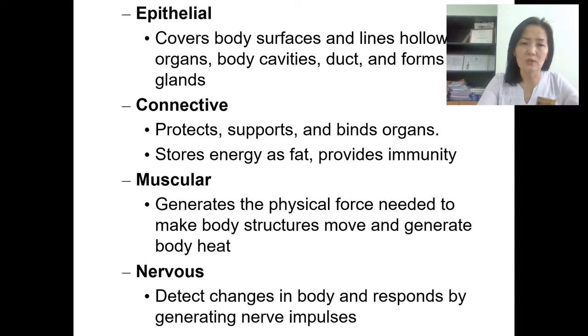Connective tissue first will support and protect our body and bind organs, store energy as fat, and provide immunity. Muscular tissue generates the physical force needed to make body structures move and generates body heat. Nervous tissue detects changes in the body and responds by generating nerve impulses.